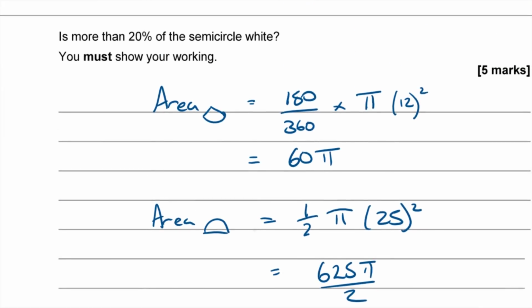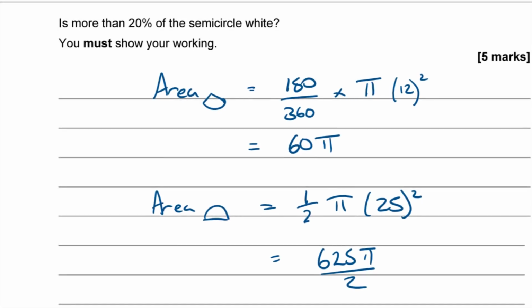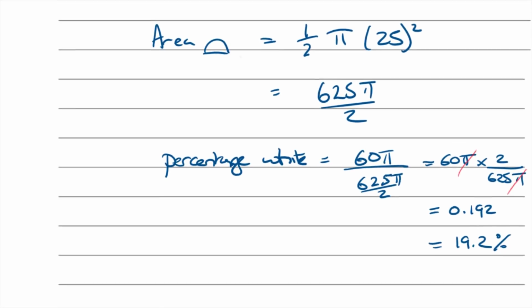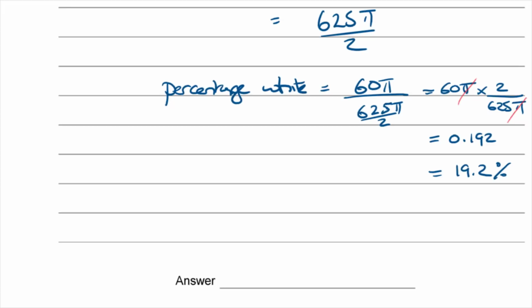So the question was, is more than 20% of the semicircle white? And we found it's 19.2%, so the answer is no. It's less than 20%.